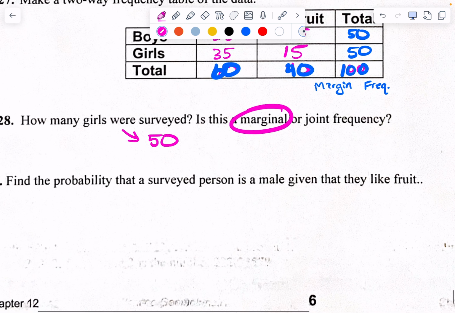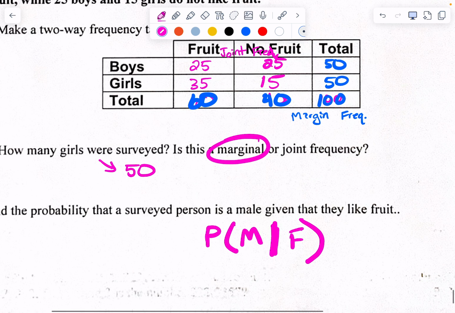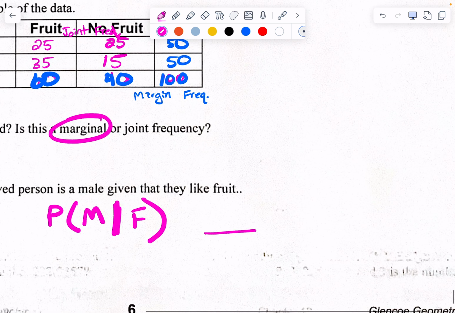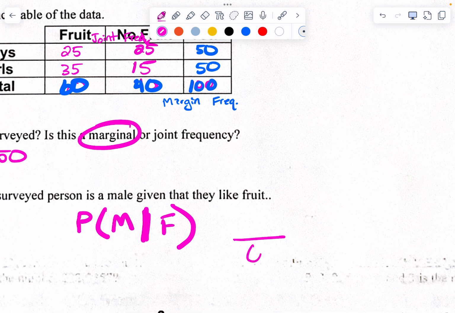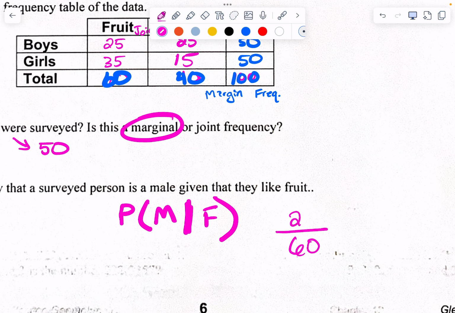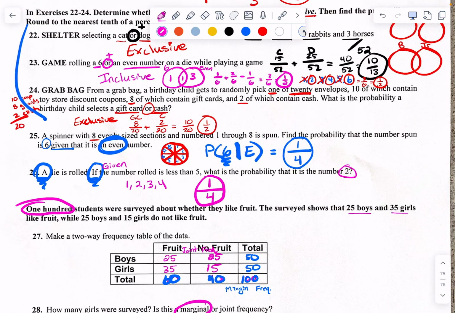Okay, find the probability that a surveyed person was male, given that they like fruit. So that's what we're finding. Male given fruit. My bottom number was originally 100. But now I went from 100 down to the fruit people, which are only 60. How many of the 60 are males? 25. If I divide by 5, I get 5/12. Questions about that?